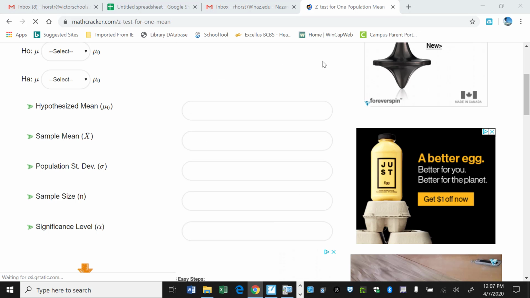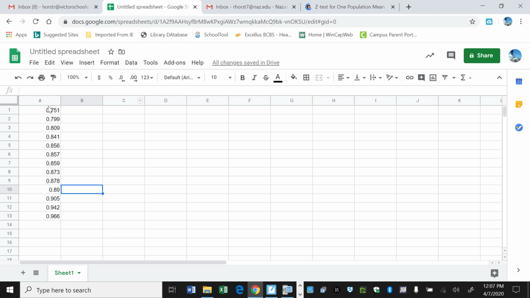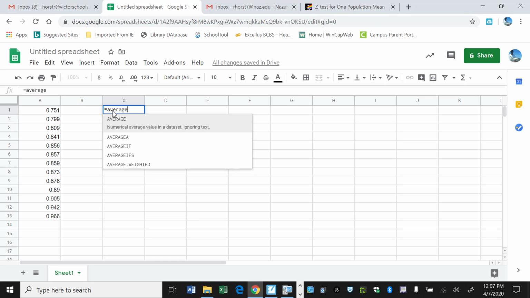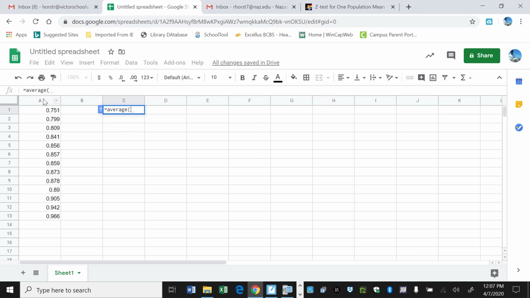One of the downsides to doing this is typically you will have to go onto a spreadsheet like this, equals average. You'll have to put your information here and find out what the average is. Now, in this problem, I gave it to you, but if you're doing your own information, you're going to have to calculate that average somehow.